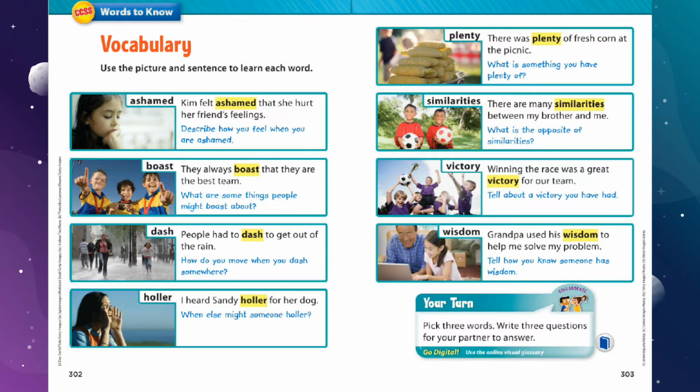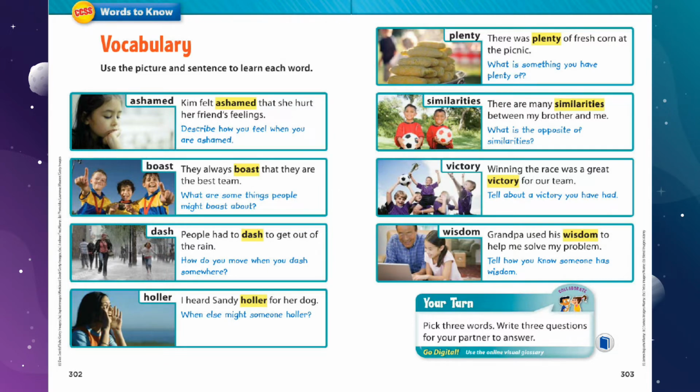So ashamed is a feeling that you feel, and it's not something nice to feel. It means you're upset with yourself. You felt like you have done something wrong, so you feel ashamed. You're not happy about yourself. You're very, let's say, mad at yourself.